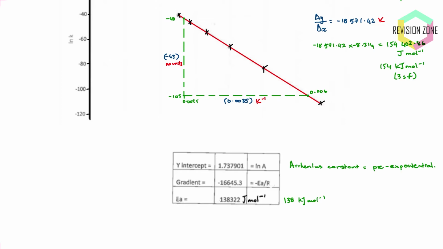But 1.74, or 1.73, the exact answer, I would need to do e to the power of natural log a. So to work out a, I would literally need to do e to the power of ln whatever a is, and that being the y-intercept. So I know it's 1.74 roughly. So that's e to the power of 1.74.